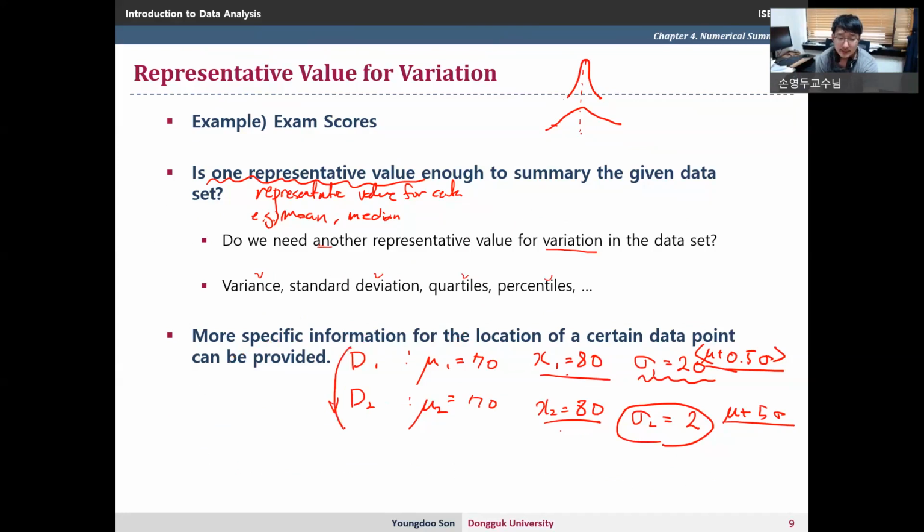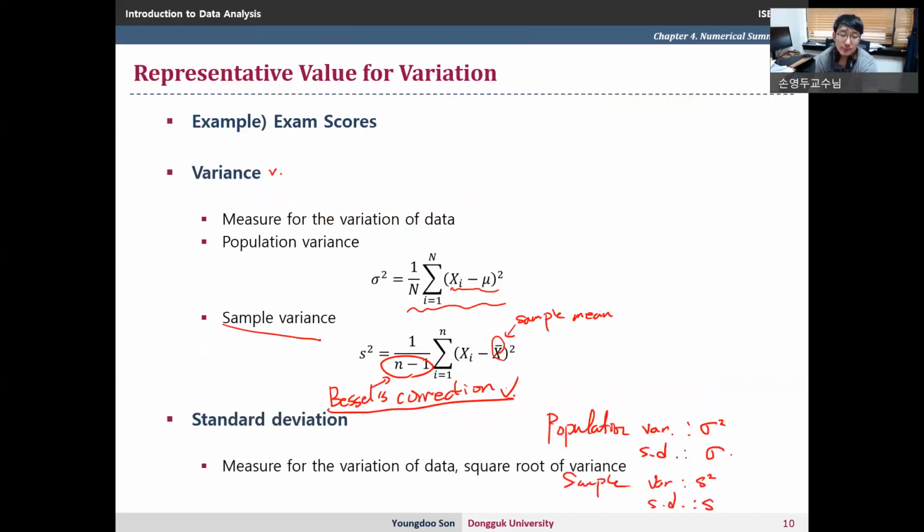We made this example in the last class. With the same mean and same data point, the location or the relative rank of this data point can be different by the standard deviation. Okay. So it is really important to understand not only the mean, but also the standard deviation of the data distribution.